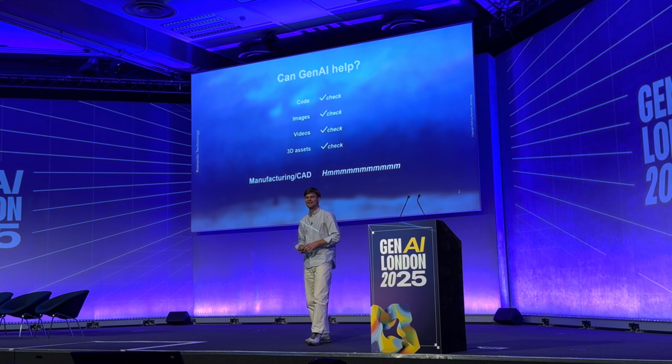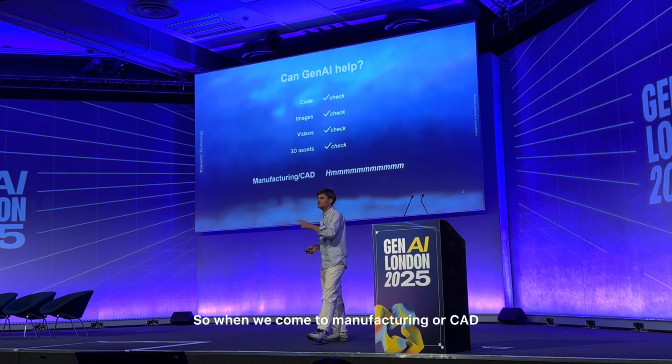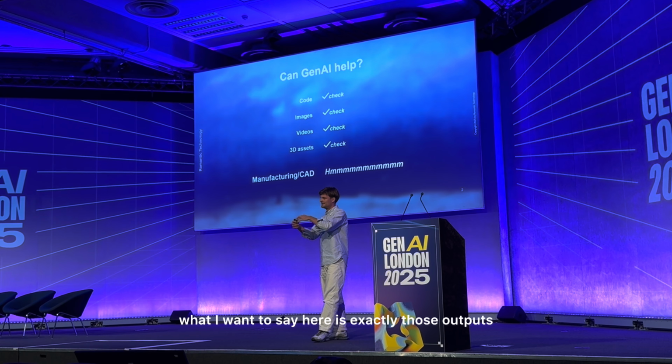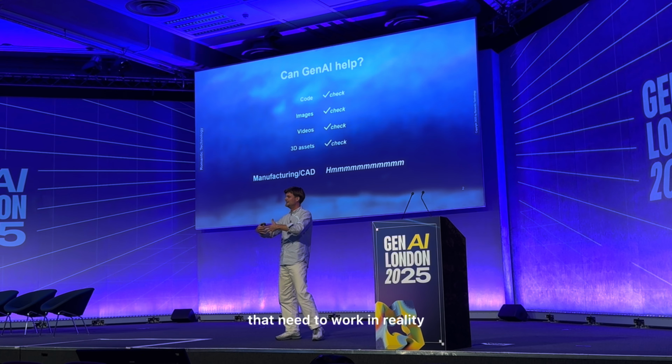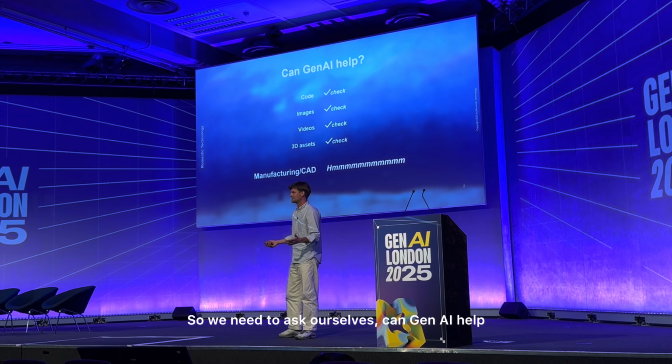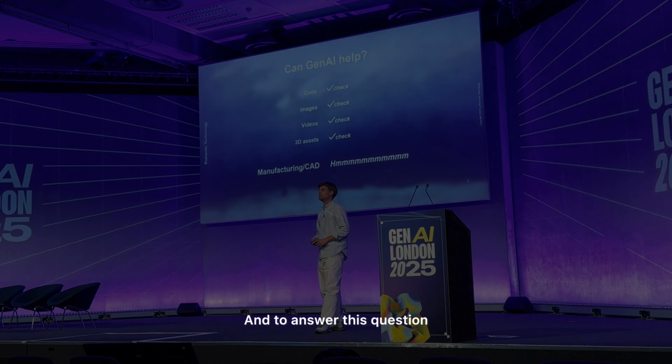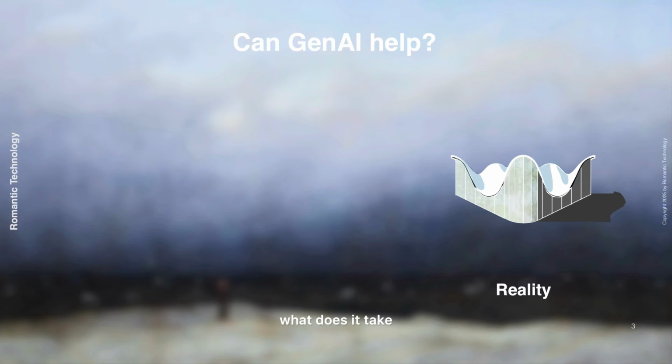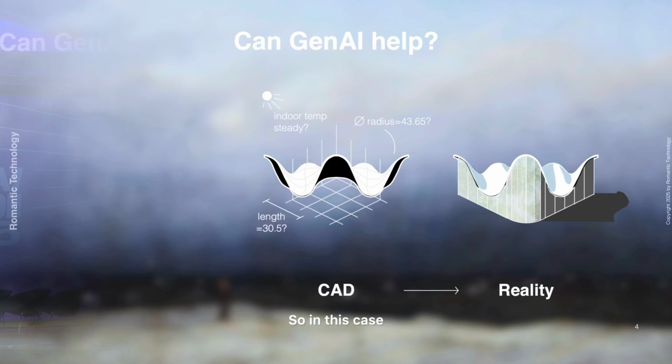That's actually quite difficult. So when we come to manufacturing or CAD, what I want to say here is exactly those outputs that need to work in reality, I don't know, right? So we need to ask ourselves, can Gen AI help? To answer this question, what does it take? I kind of want to look at the process from the output. It's the same in engineering or any other field: we have actual outputs that need to work in reality. In this case, it's a building.